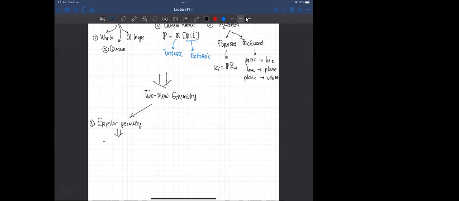One of them is called epipole, so you need to know the meaning of epipole. We also learn about epipolar line, and we also learn about baseline. So these are three different terms that you need to know as part of epipolar geometry. And in this two view, we also learn about fundamental matrix.